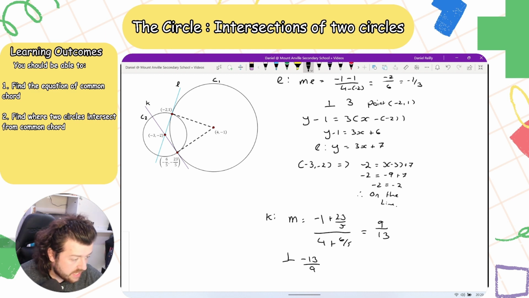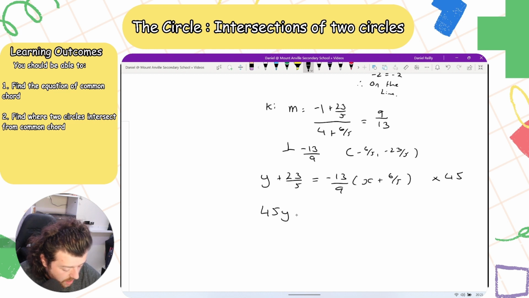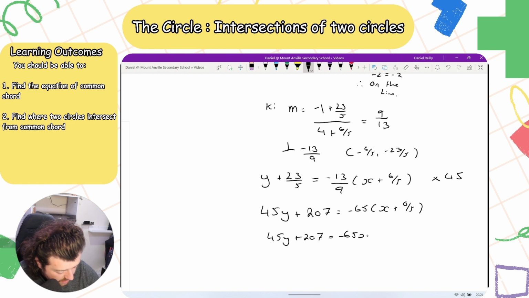And then my point is minus 6 over 5, minus 23 over 5. So y minus negative 23 over 5, so y plus 23 over 5 is equal to minus 13 over 9 times x plus 6 over 5. I'm going to multiply across here by 45 because I want to get rid of my fractions. So 45y plus 23 over 5 times 45 is 207. And then that's going to be minus 65 times x plus 6 over 5. So 45y plus 207 is equal to minus 65x.